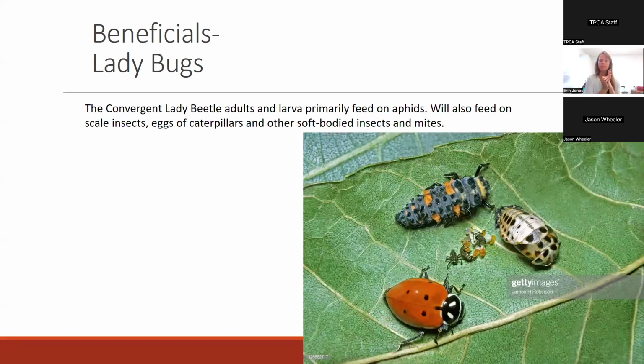And those larvae are the ones that are doing a lot of feeding. So if you've got anything that is soft-bodied, they can eat insect eggs, they can eat caterpillars, they can eat mites, aphids, mealybugs, scales. They eat a whole variety of things. There are several different types of ladybugs, and this is just one of them that we commonly see.